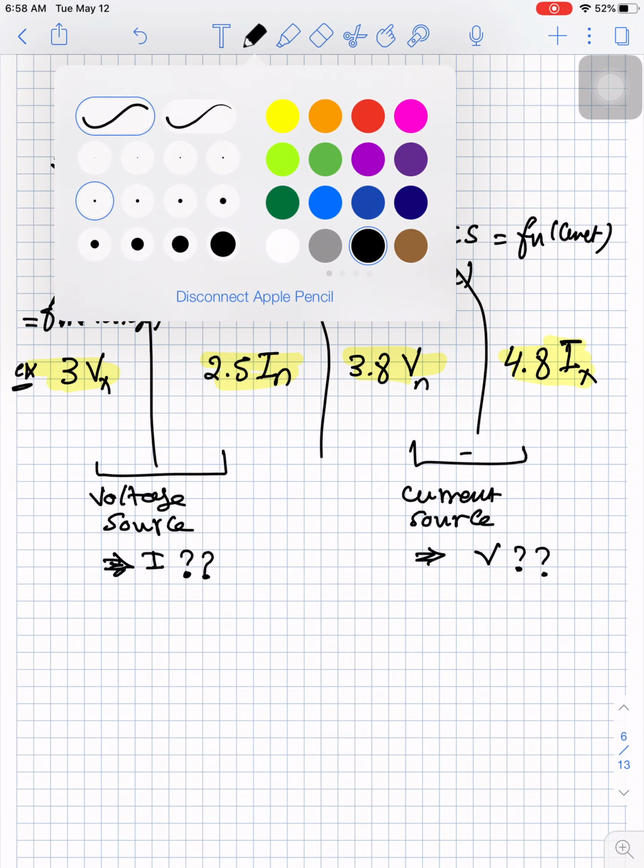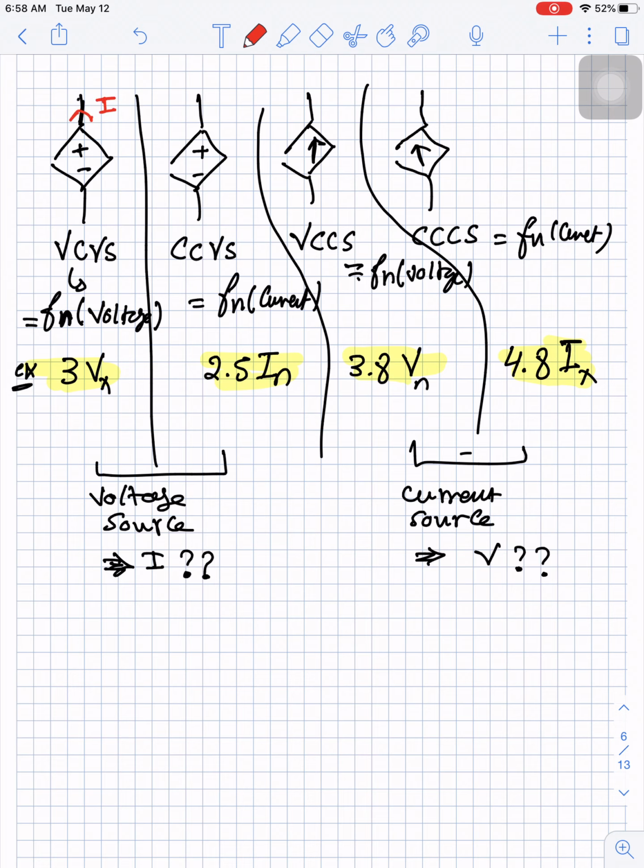So how will we assume it? The rule is we will assume that the current is leaving the positive terminal. This is the rule. So we will assume the voltage here, so the current again is leaving the positive terminal. Whenever we have a dependent source or independent source, we will assume the value of the voltage or the value of the current, so the current is leaving the positive terminal. If the source is a voltage source, we need to calculate its current. This is the unknown we are looking for. If the source is a current source, we need to calculate its voltage. This is the value of the unknown.